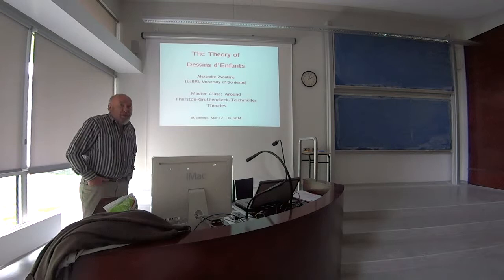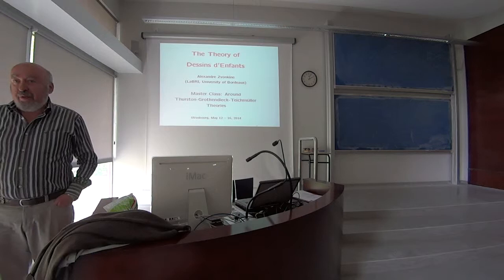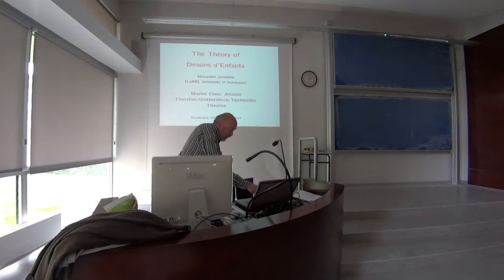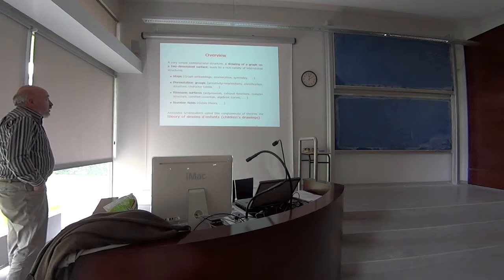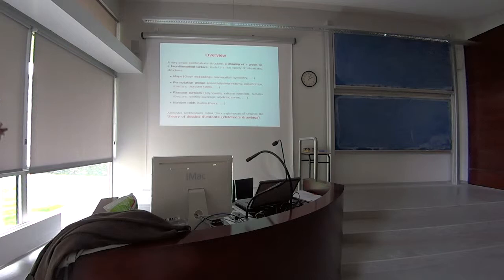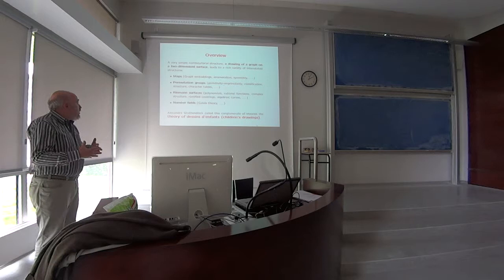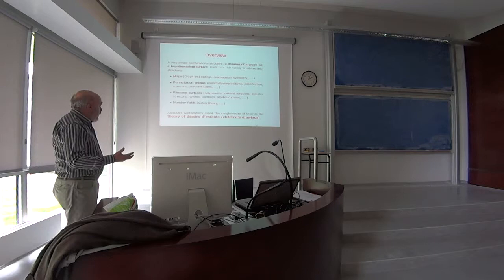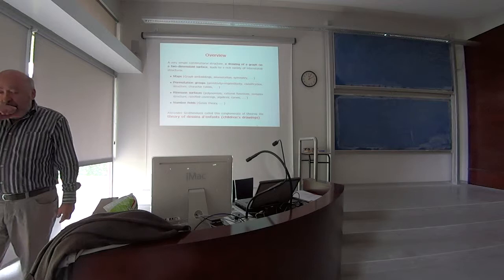And today's lecture will be the most elementary of my course. Our theory is about relations of maps. A map is a graph drawn on a two-dimensional surface in such a way that the edges do not intersect. And it turns out that these simple objects are related to many domains of mathematics: to permutation groups, to Riemann surfaces, to number fields, to Galois theory, to rational functions, to complex structures, and so on.